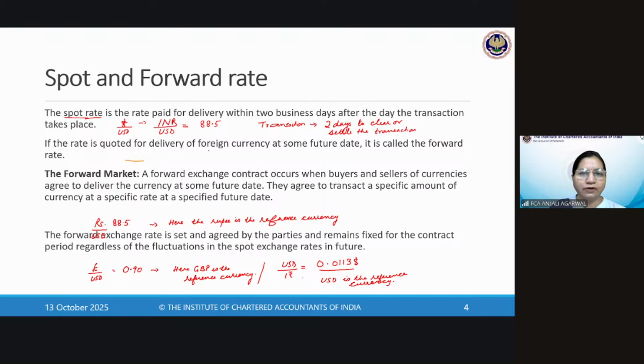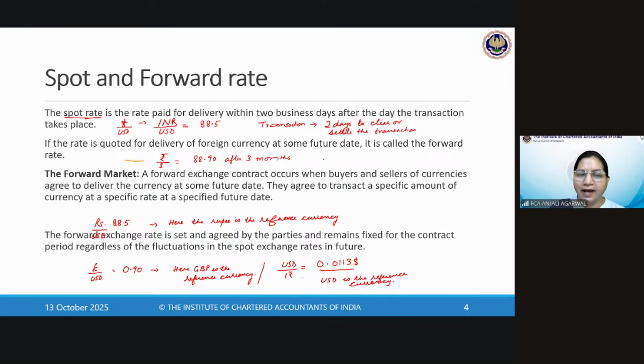If the rate is quoted for delivery of foreign currency at some future date, that means you are not going to deal today, you are going to deal at some future date. It is called the forward rate. So for example, if the rupee dollar exchange rate is 88.90 after 3 months, this implies that the foreign currency at some future date would be traded at that rate. So it is after 3 months.